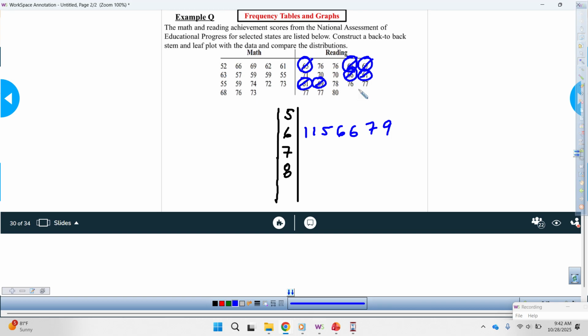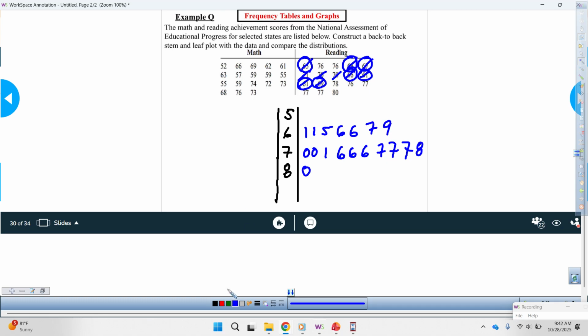Let's go to the 70s. Now the 70s, it looks like it's all of them minus the 80, so I'm just going to put the 80 right here. So what is the lowest of the 70s? We got 2 70s. 71. Then we got 76, 3 of them, and 77, 3 of them. So 76, 77, and 78. So we're done with reading.